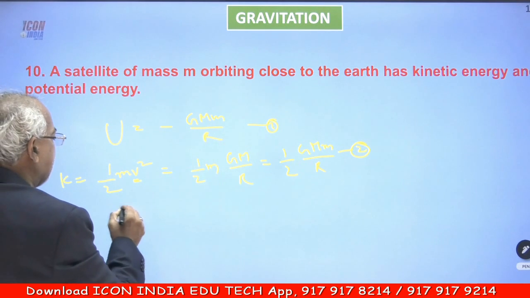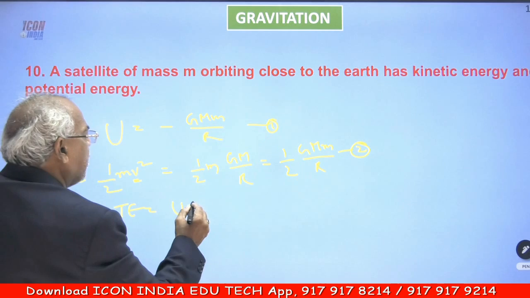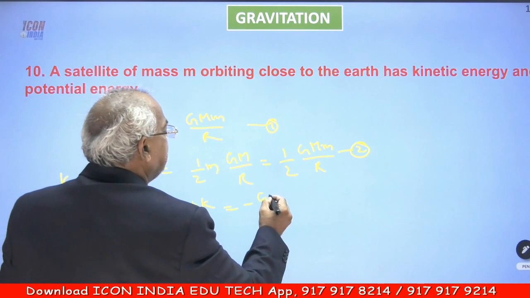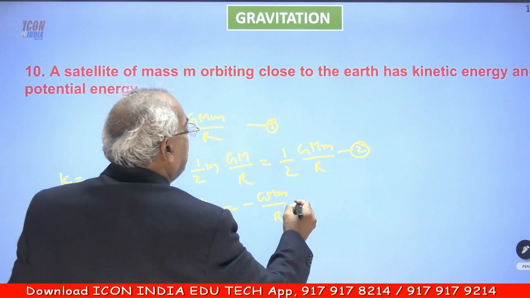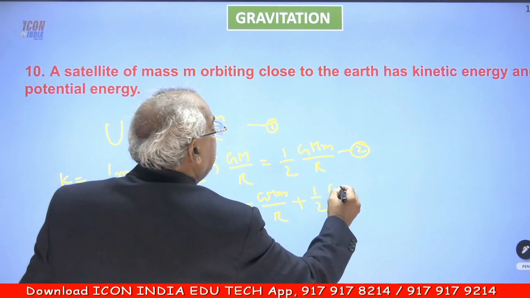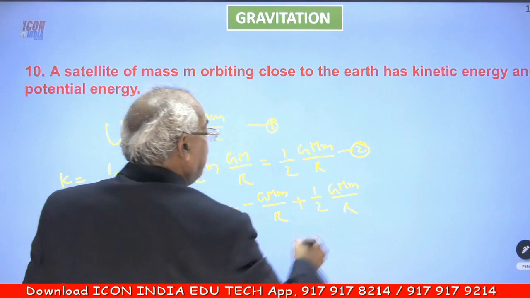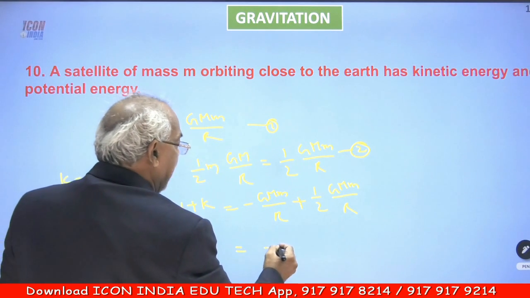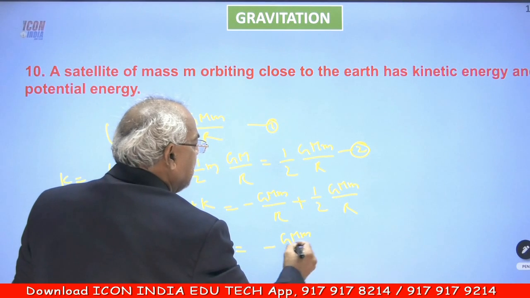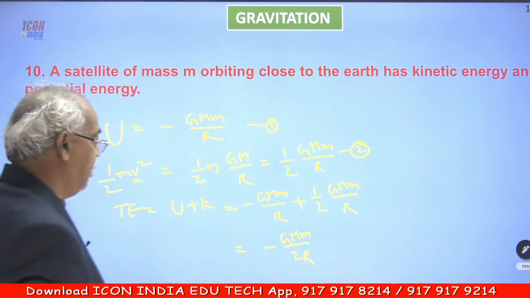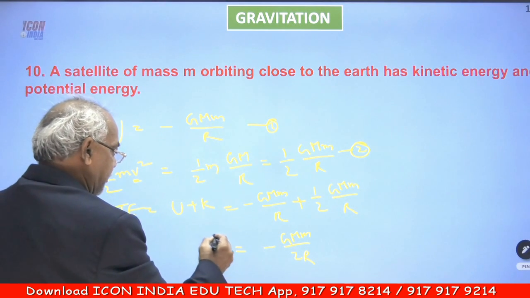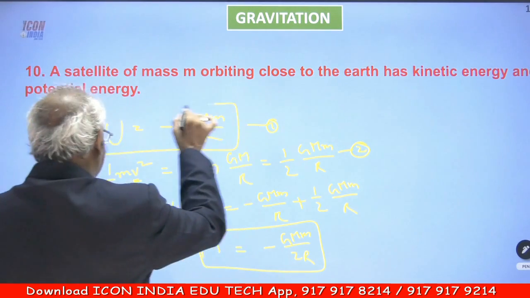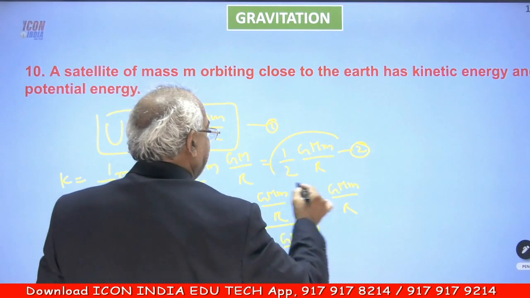Then total energy is equal to potential energy plus kinetic energy, that is minus GMm by R plus 1 by 2 GMm by R. You simplify this and we get minus GMm by 2R. It is the total energy. This is the potential energy and this is the kinetic energy.